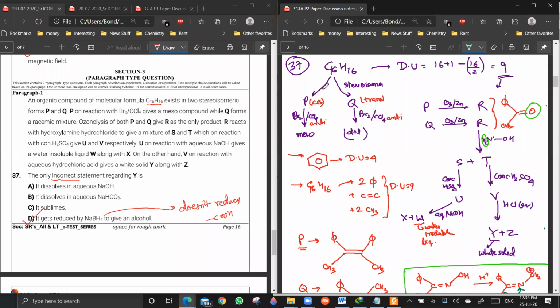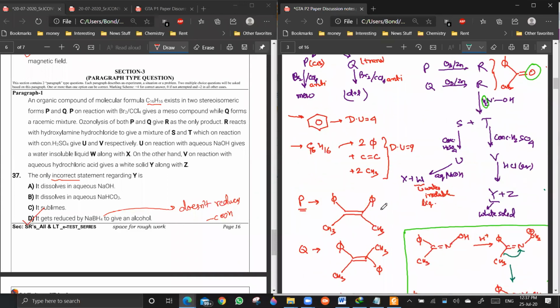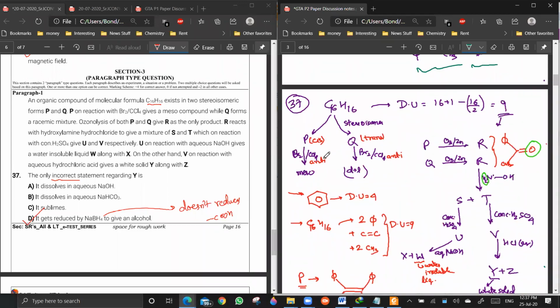It is saying that it is having 2 stereoisomers. So I can write it like P and Q. One is cis, another is trans. P on treatment with Br2 and CCl4 will give meso, and Q on treatment with Br2 CCl4 gives this D plus L mixture. Now we know the cis plus anti will give meso. Sorry, cis plus anti will give DL. P is giving what? P is giving meso. This means P is trans. Are you getting my point? I have discussed this with you before. Yes, sir. P is trans and Q is cis.